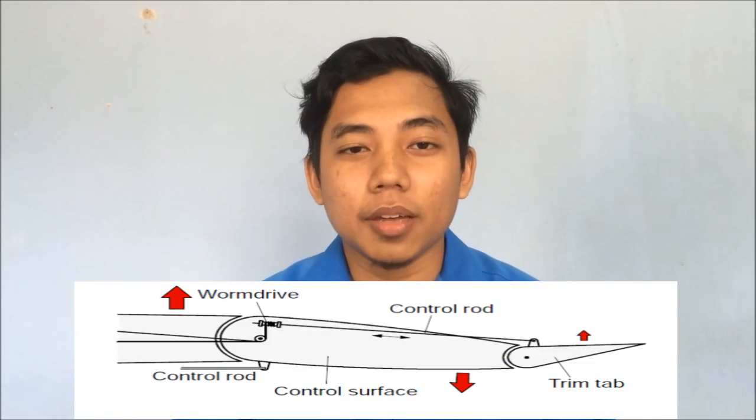There are 6 types of tabs: trim tab, controllable trim tab, balance tab, servo tab, anti-servo tab, and spring tab. The first tab is trim tab.